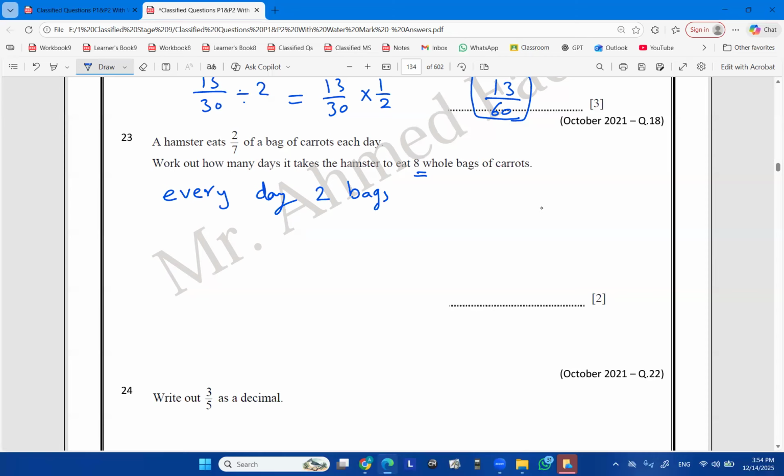Yes, exactly. So every day, 2 bags to reach 8 whole bags. I need how many? We said 4 days. How did you do it? 8 divided by 2 gives me 4 days. Exactly. Do the same thing, but instead of 2 bags, it is 2 over 7 bags. So 8 divided by 2 over 7, which is 8 times 7 over 2, which is going to become, divided by 2 here is 1, divided by 2 here is 4. 28 days.